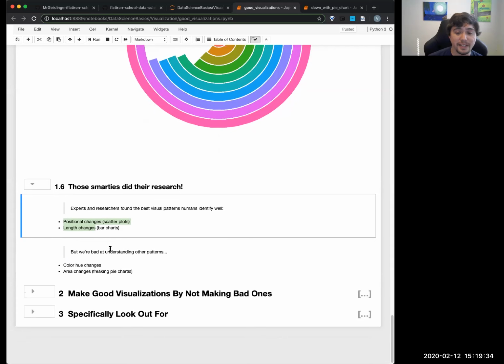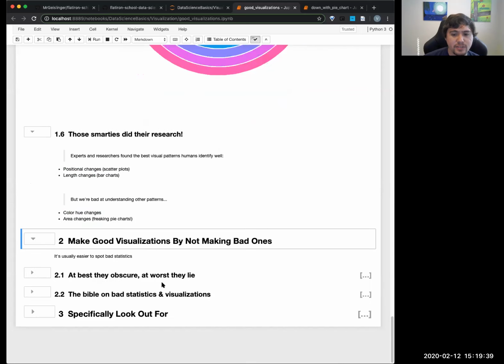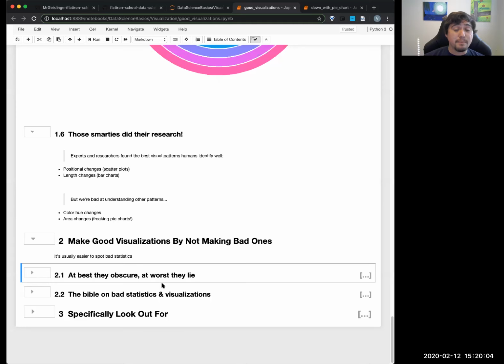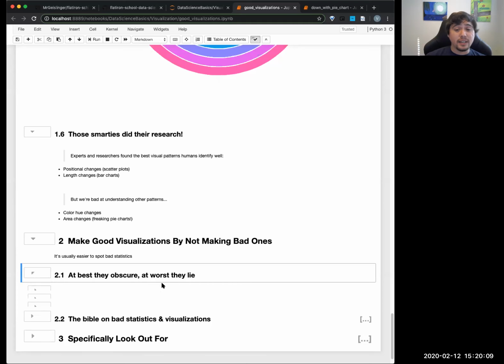Sound pretty good? Okay. So, let's go through what makes a good visualization then. It's kind of nice to know what a good visualization is by looking at really bad ones. I will say there are bad visualizations. I know people say it's subjective, it depends, but no, there are definitely some bad visualizations that are either accidentally or purposely trying to hide information from you. At best, they might accidentally make it unclear. At worst, they're purposely trying to lie to you.